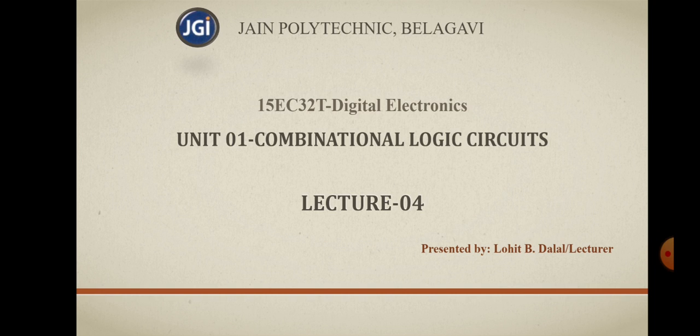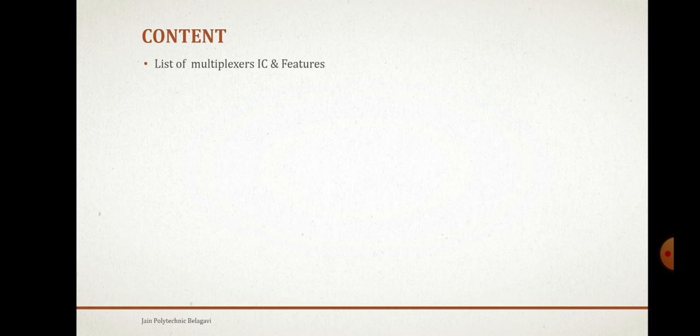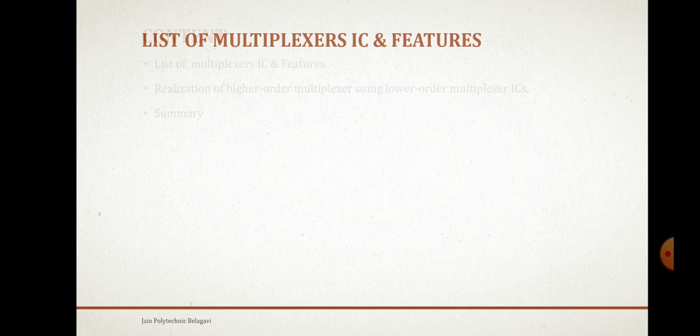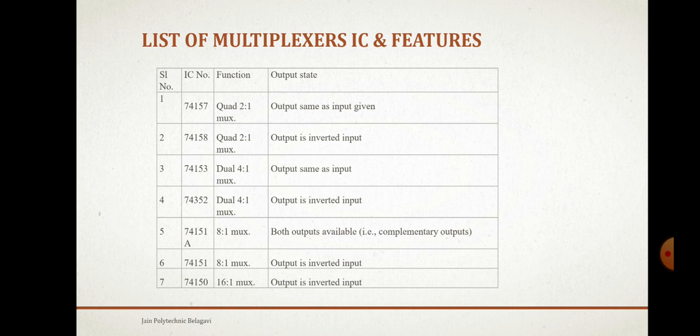Today I am going to discuss unit number 1, combinational logic circuits. In this lecture I am going to discuss the list of multiplexer ICs and its features, and also the realization of higher order multiplexers using lower order multiplexer ICs. So see here, a list of different ICs will be there.